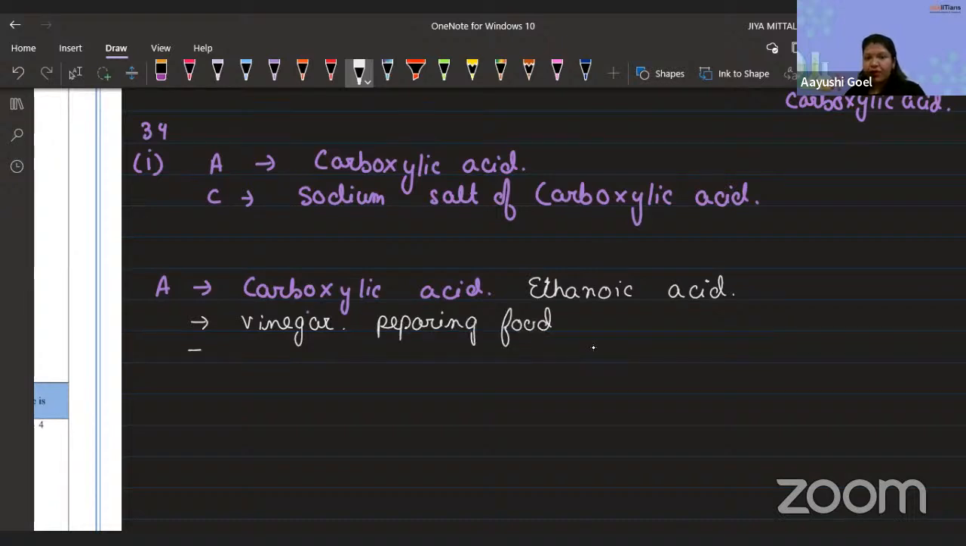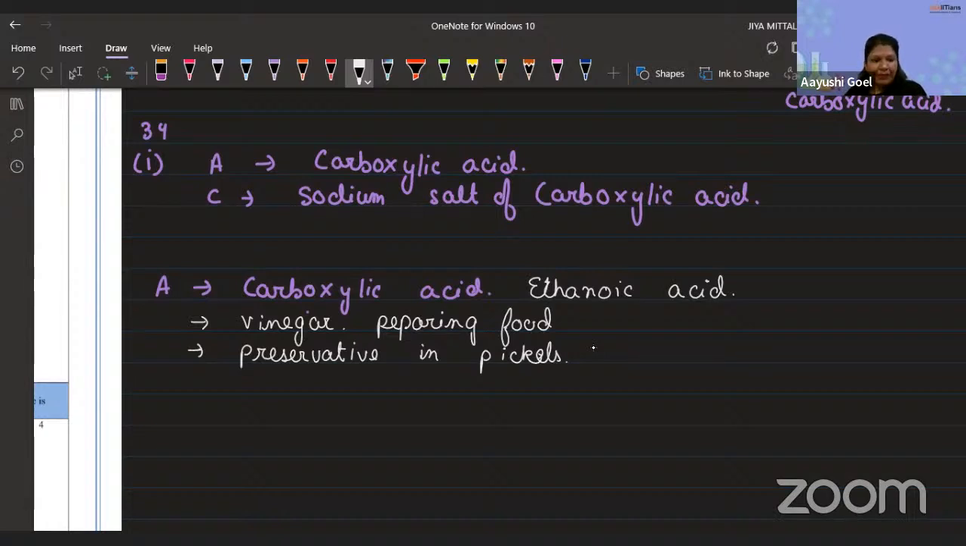Or you can write the second use also, that it is used as a preservative in pickles or in normal food. You can write it is used as a preservative for the pickles or the food.